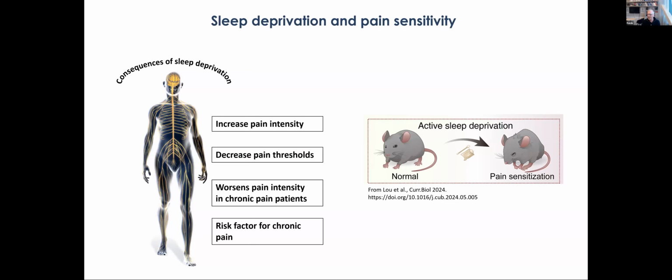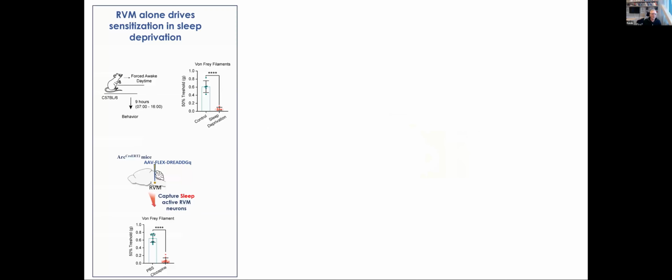And there are quite good animal models for this. I'm showing you one here: if you sleep deprive mice, pain sensitivity increases. So we used one of those models and could recapitulate that. We kept the animals awake during their sleep cycle, and this led to a marked drop in the von Frey threshold, as you can see here.